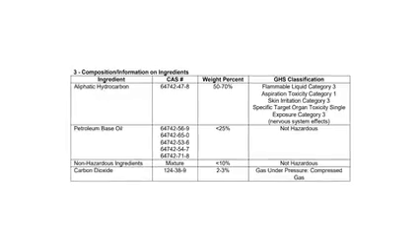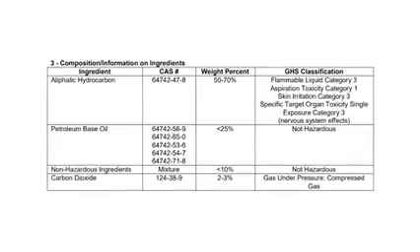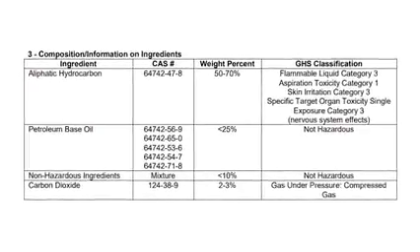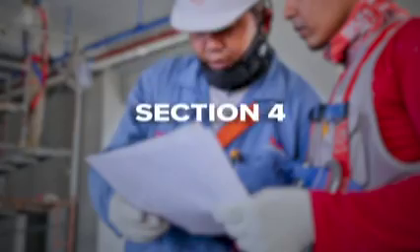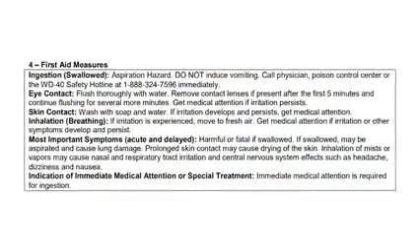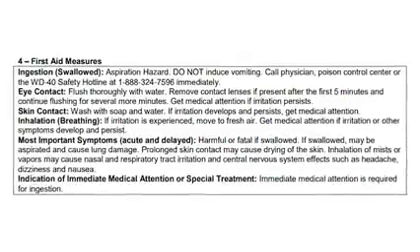Section 3. This section lists the chemical composition of the materials, including the CAS number, the chemical name, and the ingredient percentages, as well as the classification for each chemical. Section 4. This section includes information regarding first aid measures to be followed for various symptoms caused by incorrect use or accidental misuse of the product.